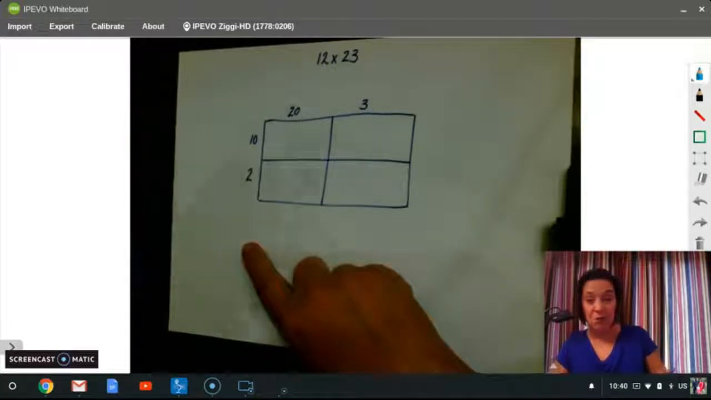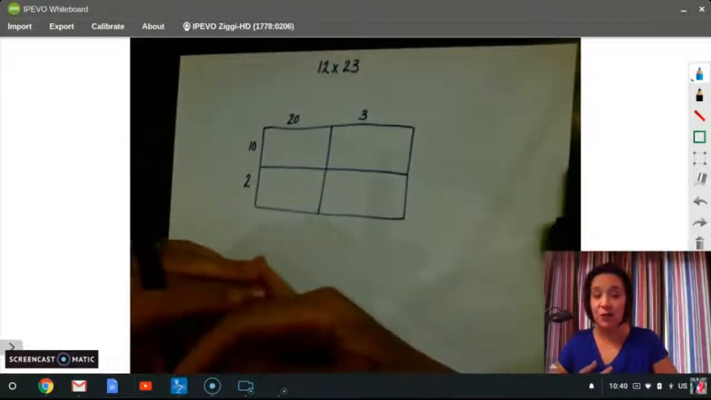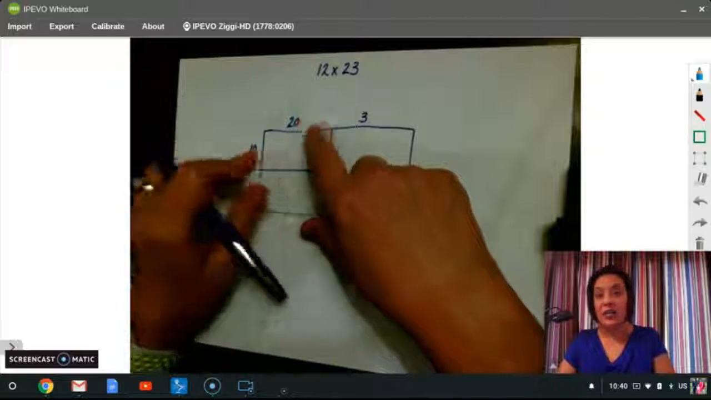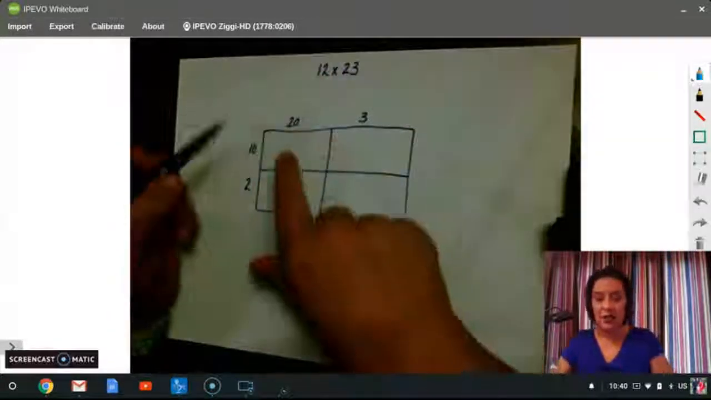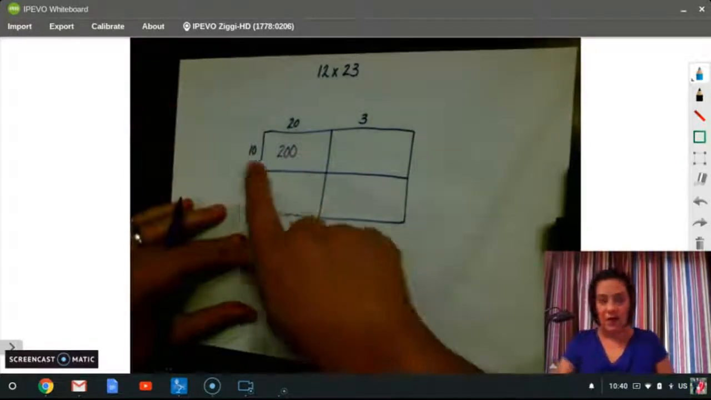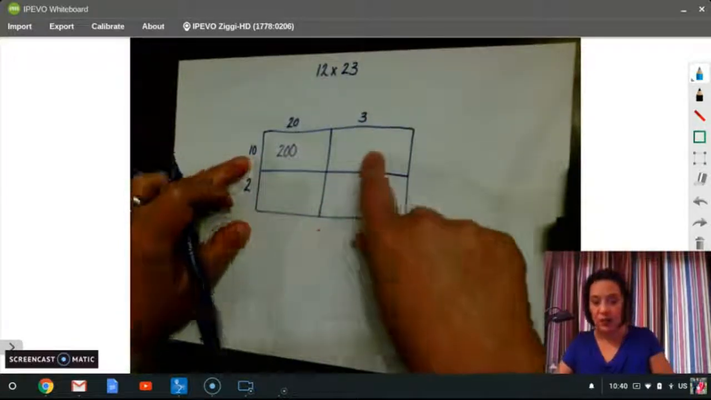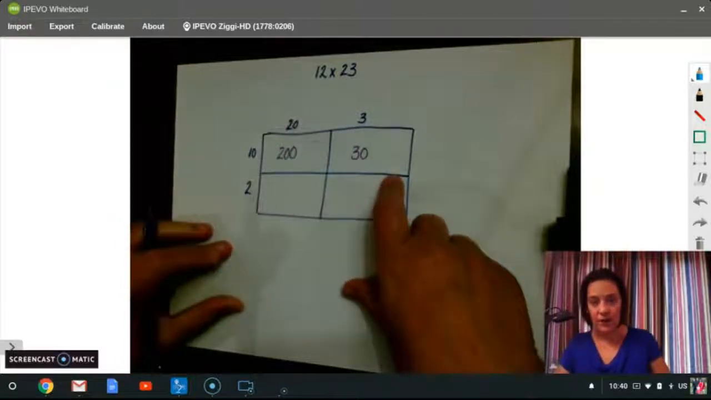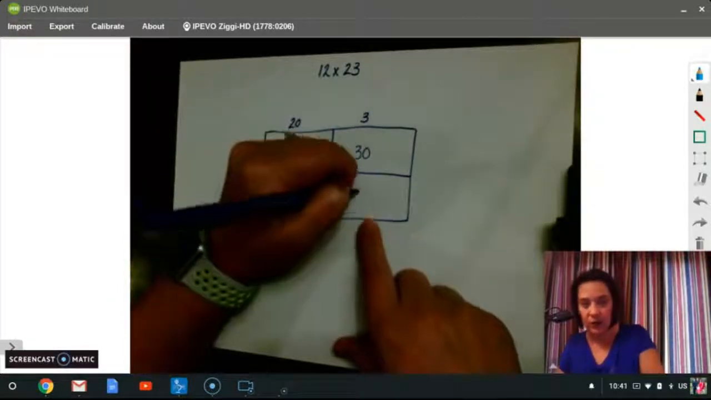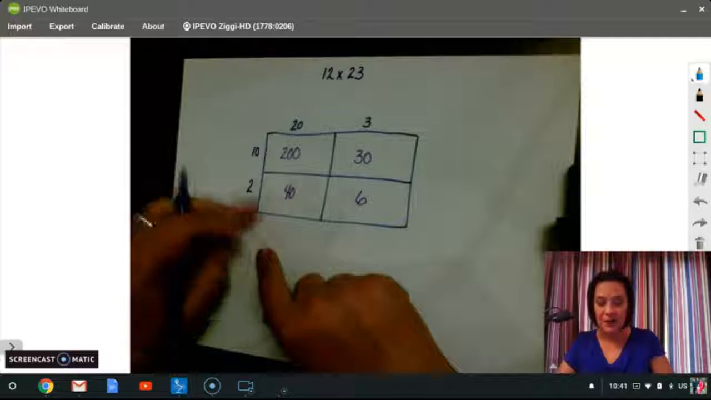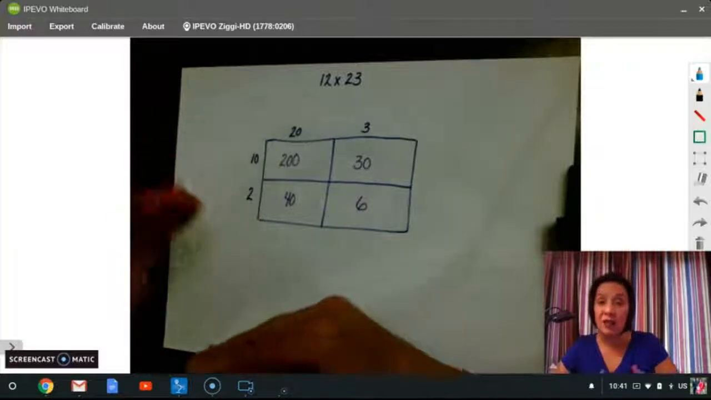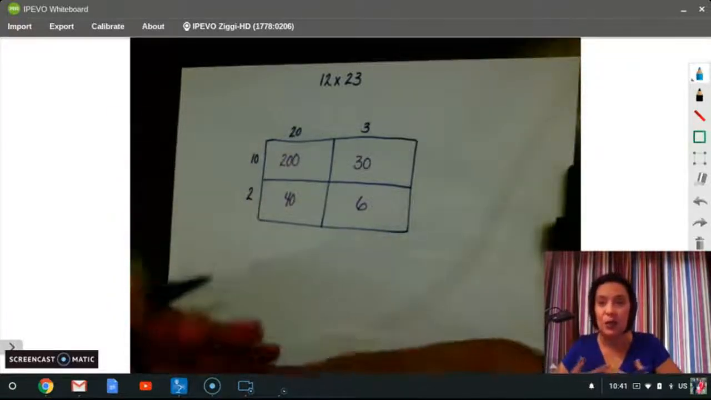I can then multiply at the intersection. I'm sure they've used multiplication charts where they are intersecting to find an answer. This is the same thing. So if I have 20 times 10, I have 200. If I have 10 times 3, where this intersects, I have 30. I have 20 times 2, which is 40. And I have 3 times 2, which is 6. When I add them up, 276, same answer.